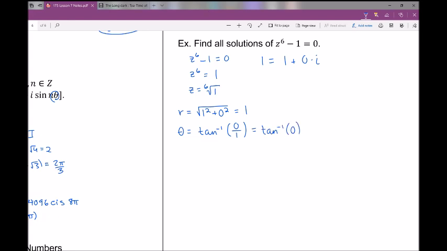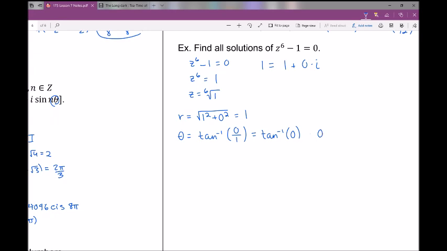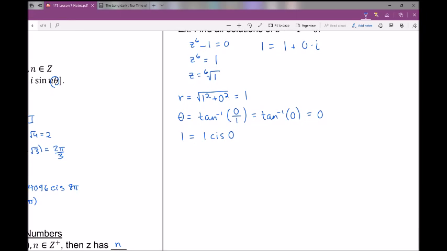And so you're thinking about the angle in, well, this isn't really in a quadrant, is it? It's on the x-axis, and so we want to say that this is 0. So tangent inverse of 0 is 0. All right. So we have our r, we have our theta. So 1 is equal to 1 cis 0. Okay, so now that we have the polar form of 1, we can find our roots really easily.